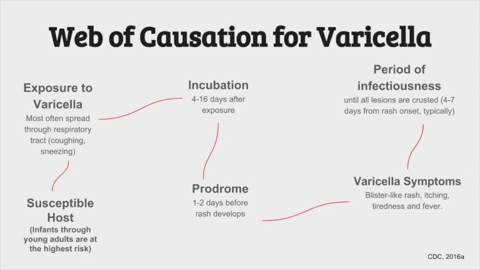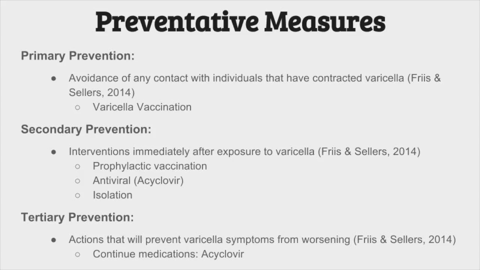After the prodrome, the patient presents with a blister-like rash, itching, tiredness, and fatigue. The patient is infectious until all lesions are crusted, which is typically 4 to 7 days from the rash onset. This web could be stopped or symptoms lessened if the susceptible host were vaccinated against varicella at the recommended times. We will go over the vaccine schedule for varicella in later slides. Vaccinated children may still get the chickenpox, but the symptoms will not be as bad and will more than likely not require hospitalization.